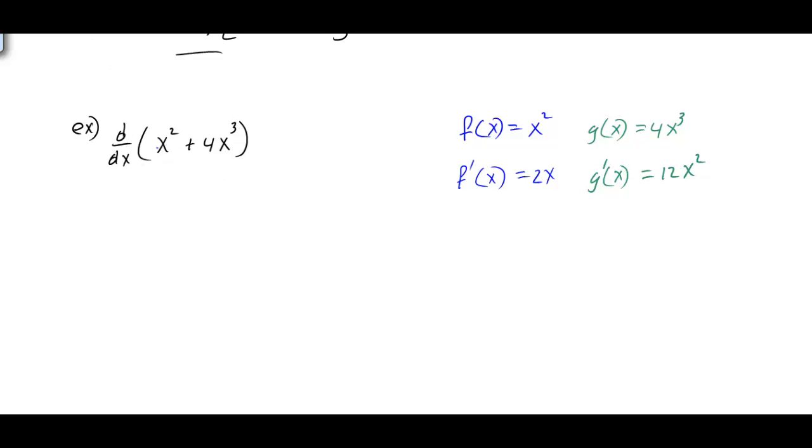So now this would be equal to f prime plus g prime. In other words, we could simply write 2x plus 12x squared. Okay, and there's your answer.